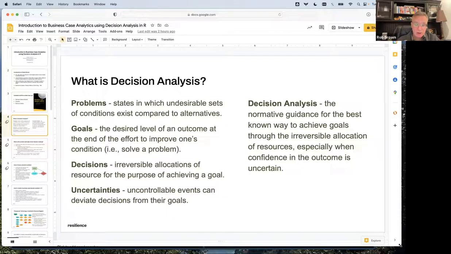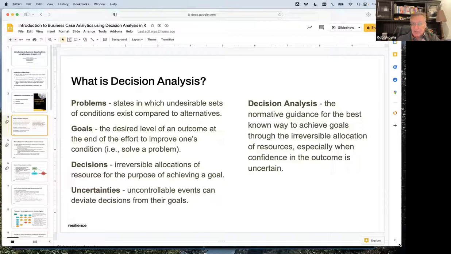So a decision always involves an irreversible allocation of some resource, whether it's time or money or the use of people, hard capital, all of those things. They have some bearing on the world that cannot be returned back to their original state. In engineering, of course, we call this entropy or non-ergodicity.